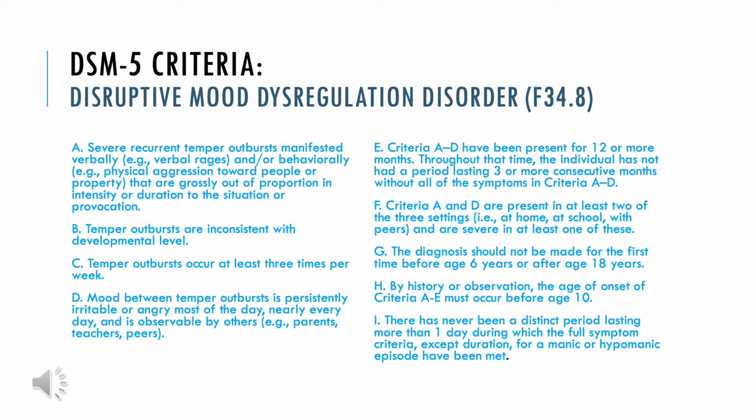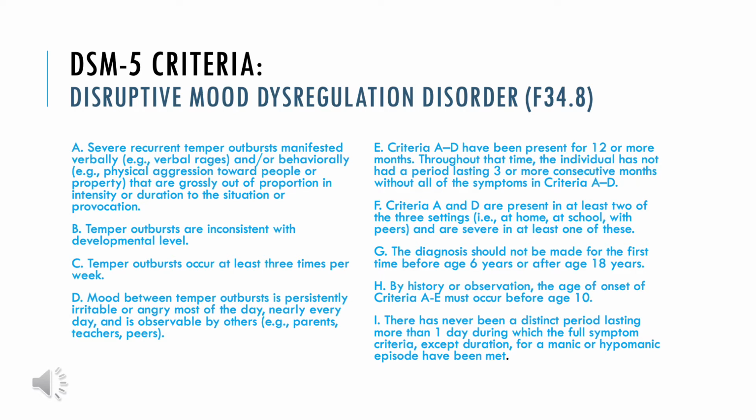The diagnostic criteria for disruptive mood dysregulation disorder, according to the DSM-5, include A. Severe recurrent temper outbursts manifested verbally and/or behaviorally that are grossly out of proportion in intensity or duration to the situation or provocation. B. Temper outbursts are inconsistent with developmental level. C. Temper outbursts occur at least 3 times per week. D. Mood between temper outbursts is persistently irritable or angry most of the day, nearly every day, and is observable by others, for example by parents, teachers, or their peers.